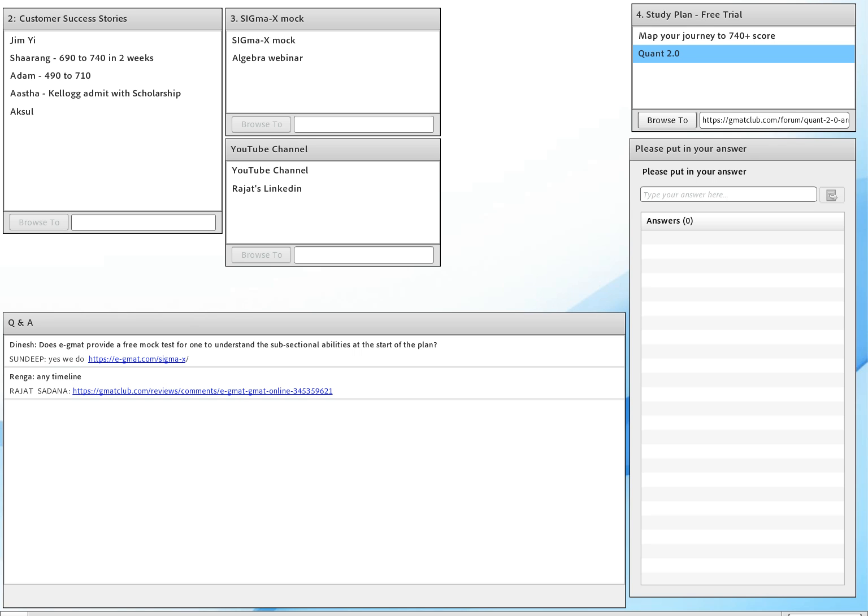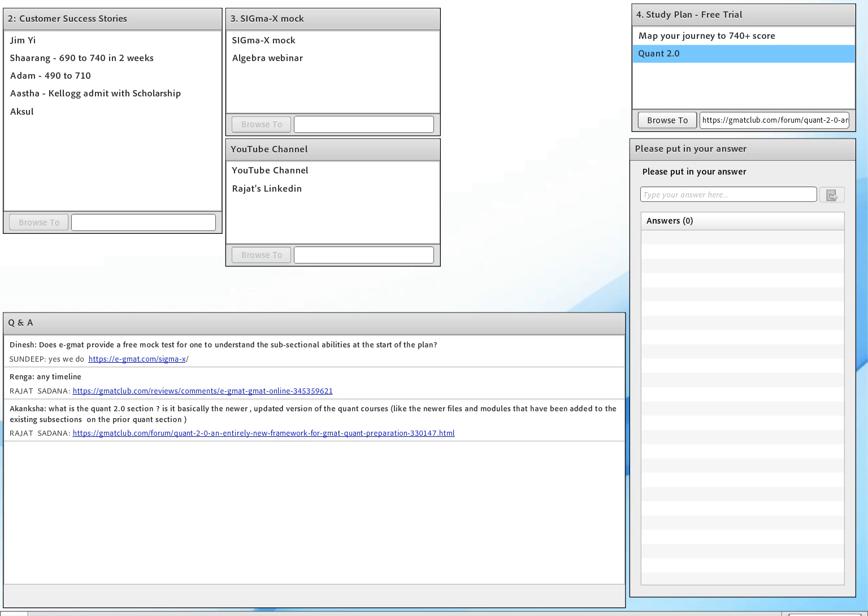Quant 2.0 is basically a newer, updated version of the Quant. It's actually a complete redesign. The old Quant courses have been archived. It's a complete redesign of the Quant course. It's a brand new learning architecture. If you look at the link that I have over here, if you read the first post, which is when we started the Quant course last year, we've been working on it for the last year and a half. About 150 man months have gone into it, or equivalent to about 10 man years of effort has gone into this.